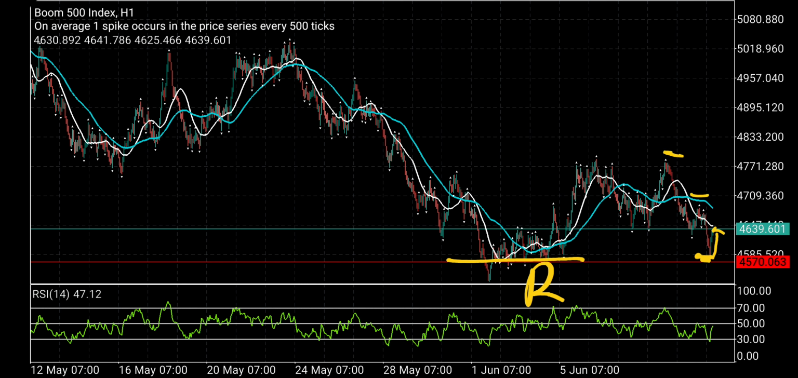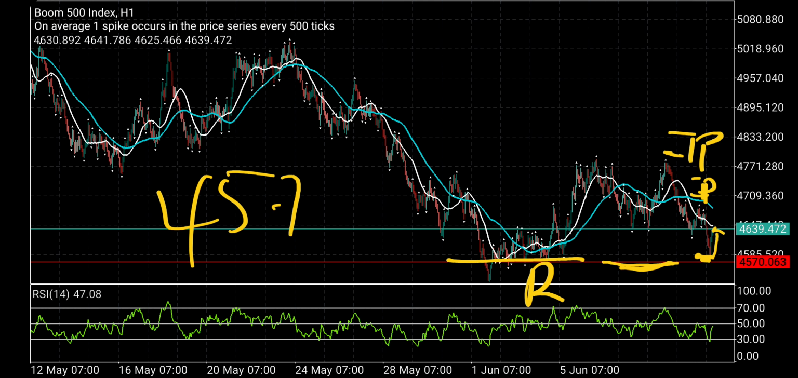So our first TP should be here, our second TP should be here. That's how I'm going to enter it, and our stop loss is going to be, of course, at this red line right here. This value is 4570.063. That's going to be the stop loss. So use the minimal lot size you can use, and also do your risk management.